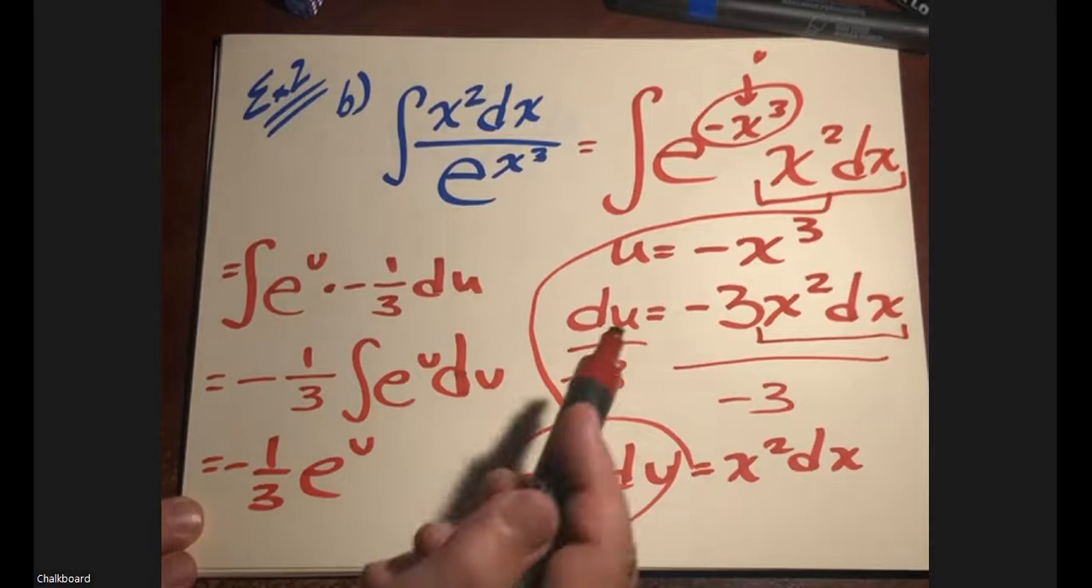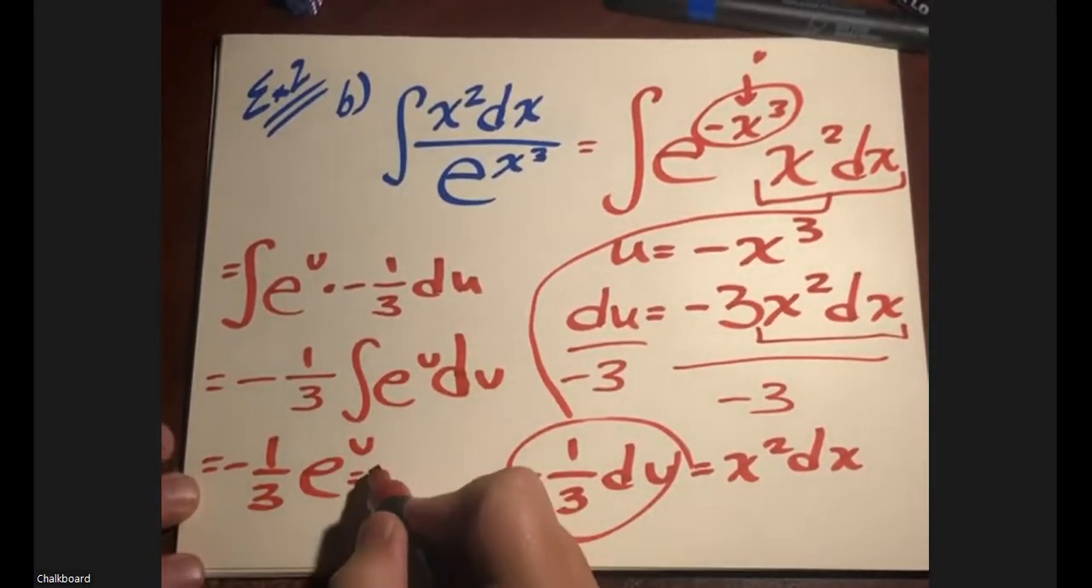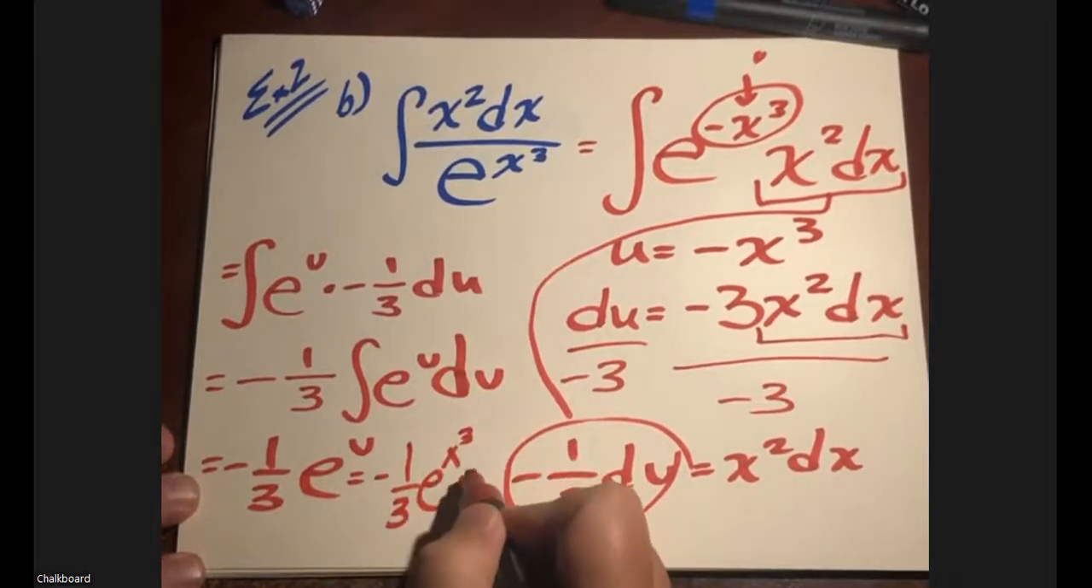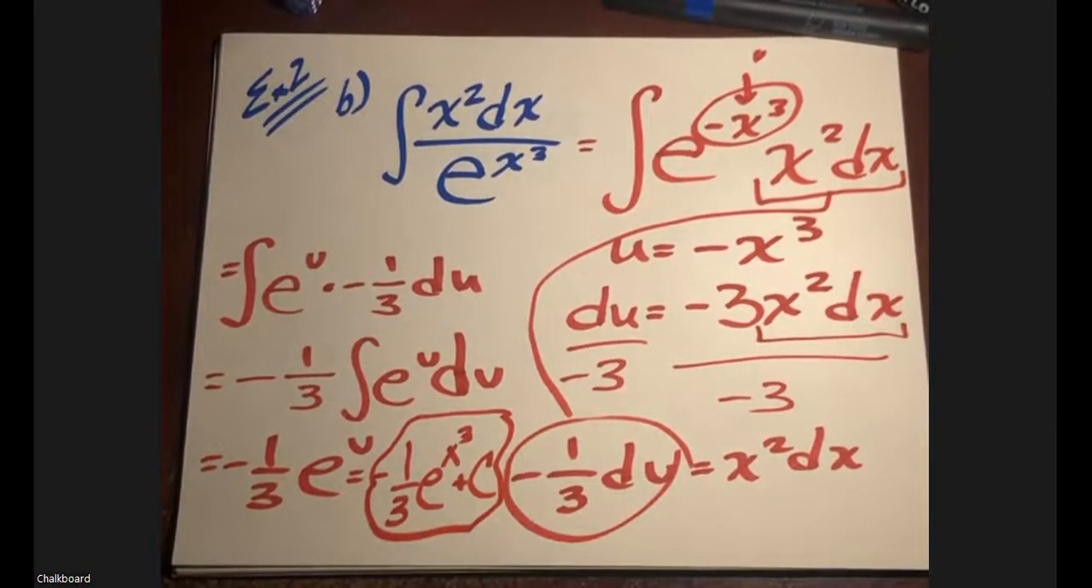And e to the u, we know u is that expression. So it's -1/3 e to the x cubed. But don't forget plus c. And this is the answer we expect for a question like this.